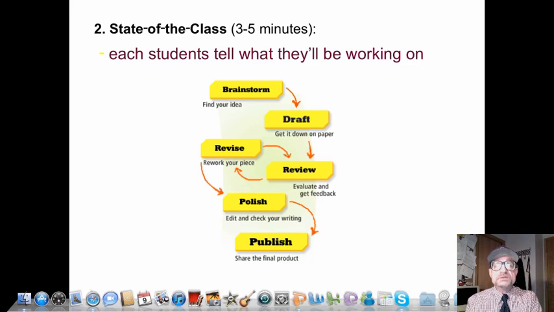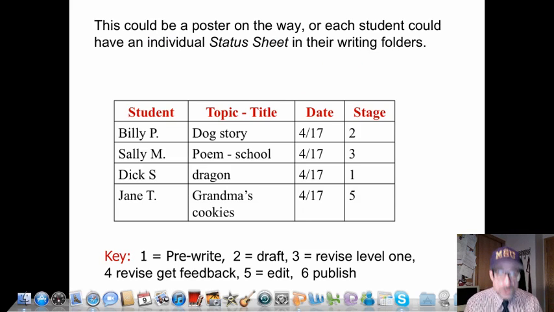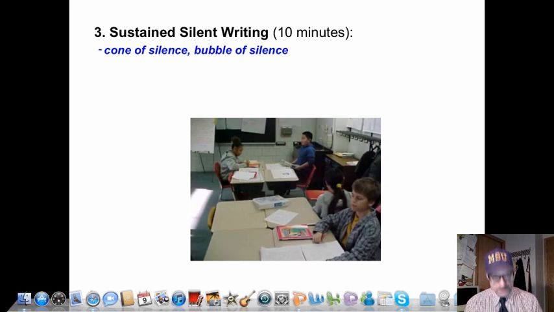Some people like to include a state of the class at the beginning. This is where students tell what they'll be working on. It could be a poster that each student signs up on individually, or you could ask students as they're writing, or simply, if you have a small enough class, Billy, what are you going to be working on today? And if you really want to get complicated, you have the date, and you might even include stages. You could do this as a whole class or individually. This gives you a good sense of your students as writers. You can follow their progress. This is real data, authentic data.